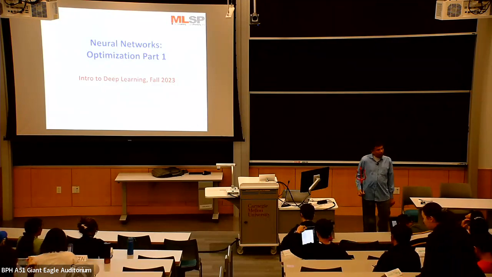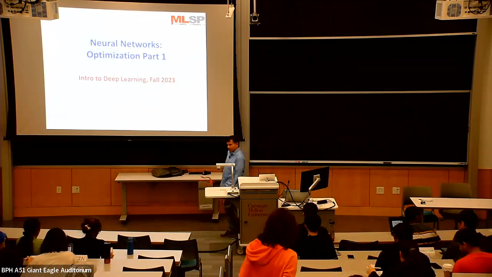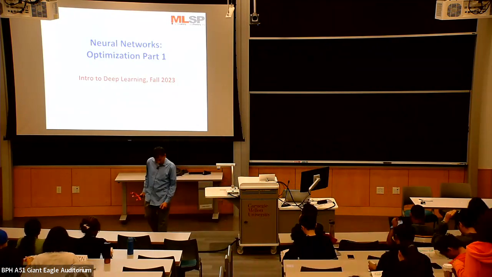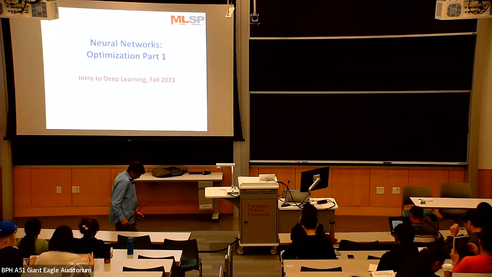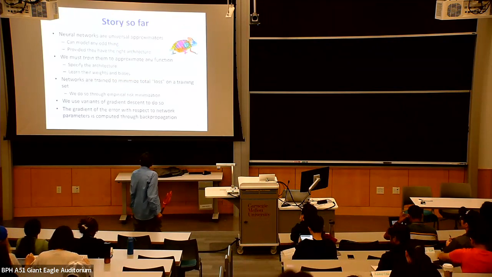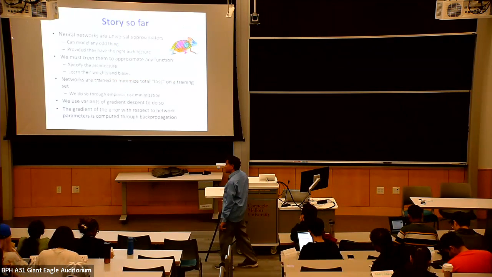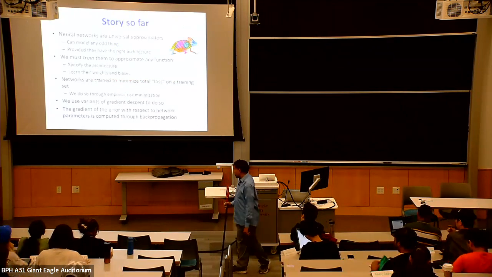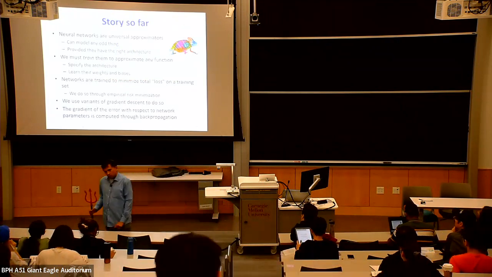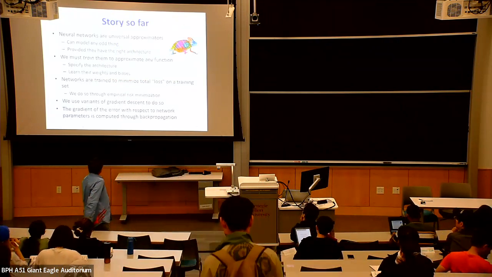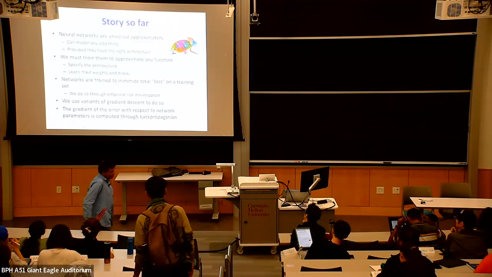Okay, let's start. Over the next few classes, we will look at how to optimize the training of your neural network. Now, here's where we were so far. We've seen that neural networks are universal approximators. They can model pretty much anything, but we must train them to approximate a given function. They're trained to minimize the total loss on a training set. We do this through empirical risk minimization and use variants of gradient descent to do so. So the gradient of the error with respect to the network parameters is computed through backprop.